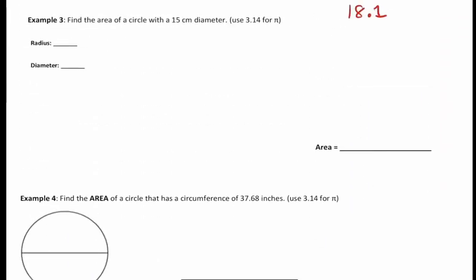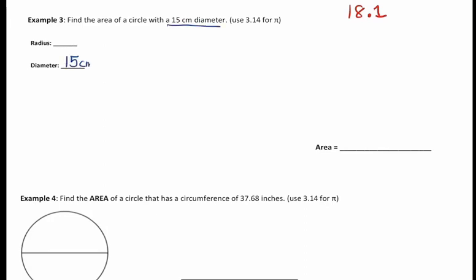Number 3 is just a problem where, hopefully this doesn't confuse you either, a lot of times on IXL there are problems where they don't give you a picture to go with, and I hope that doesn't throw you off. But you just have to base it on the information that you're given. So this one says you're looking for the area of a circle with a 15 centimeter diameter.